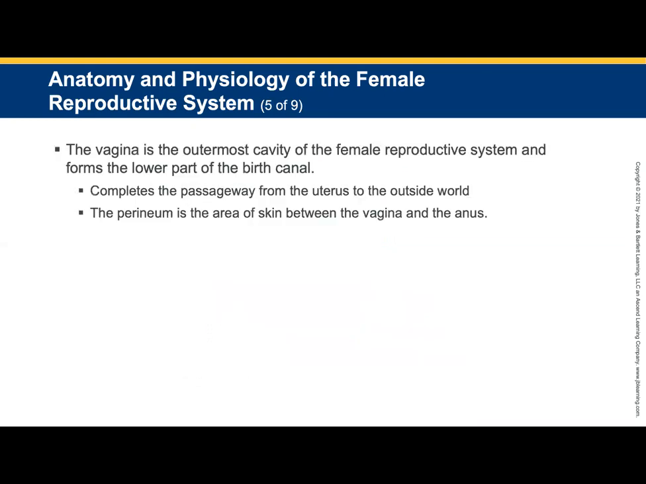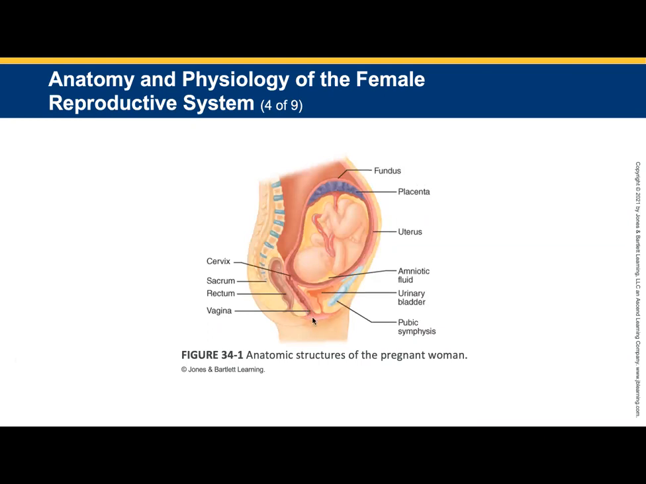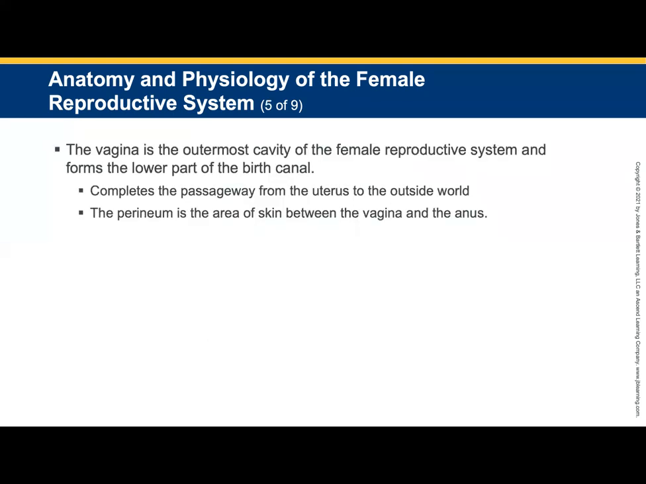All right, so the vagina is the outermost cavity of the female reproductive system and forms the lower part of the birth canal, as we talked about right here. Here, as you can see, is the vagina opening. That is the lowest opening, and it completes the passage from the uterus to the outside world for the newborn.